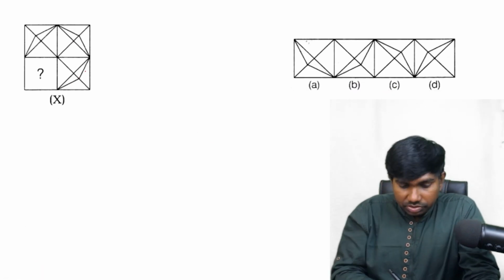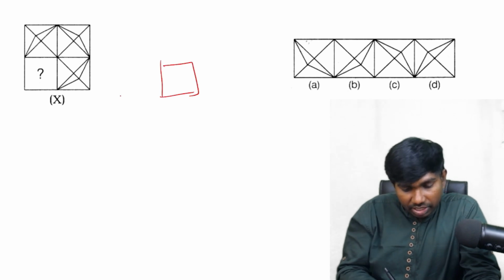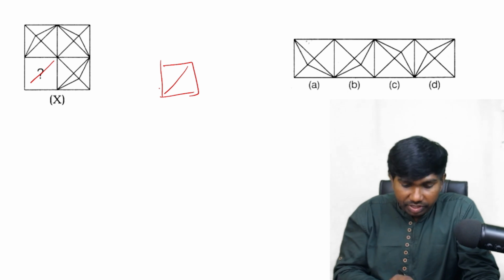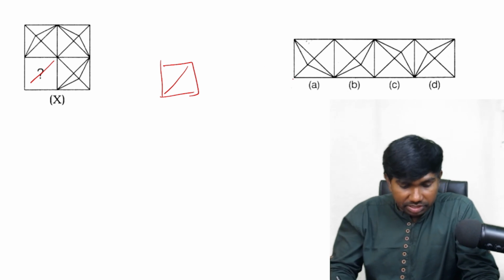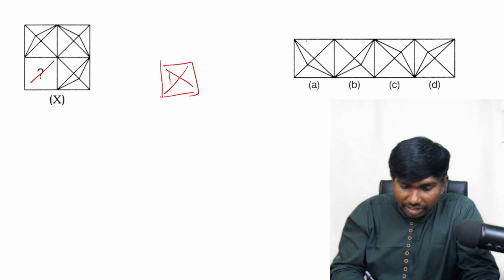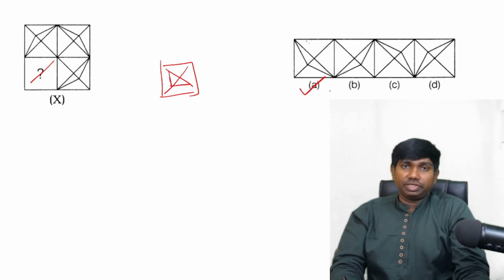Next one. Yes, see this one. A diagonal line must be in our answer figure. Diagonal line must be like this. So in which figure a diagonal line is there? In this pattern, and that diagonal should cut the triangle this way. So the figure is A. Figure A is the answer, correct?